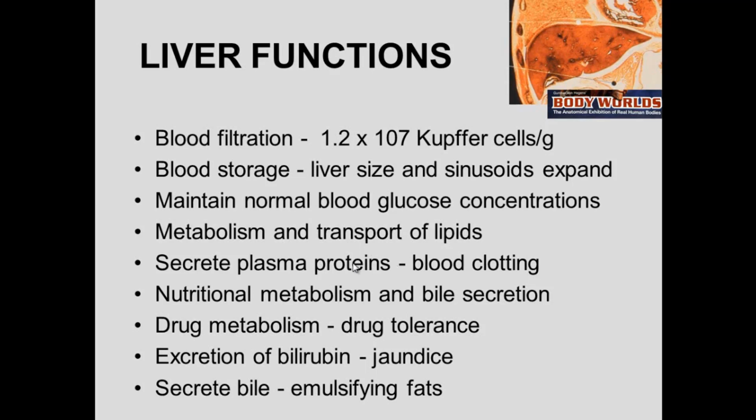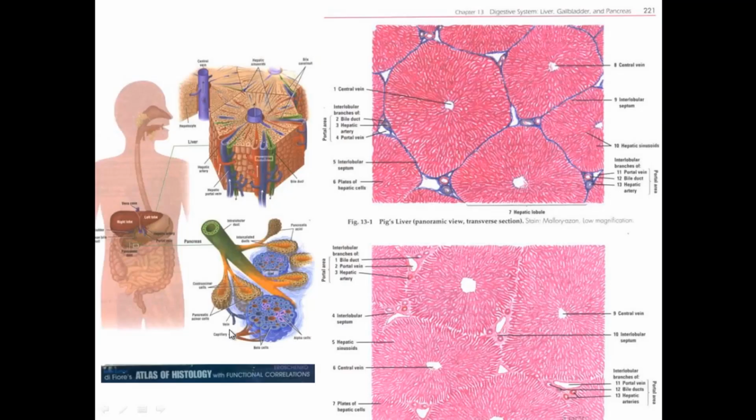Also, it produces bilirubin, and bilirubin in your blood makes you jaundiced, and it secretes bile for emulsifying fat. So the liver does a host of different things, very important for its contribution to the digestive tract.